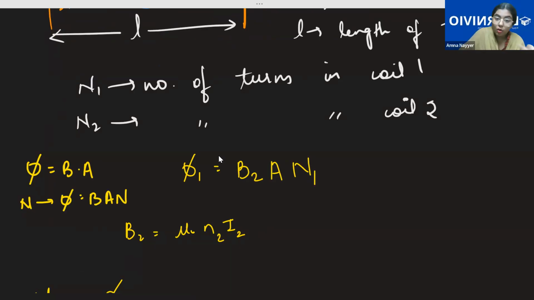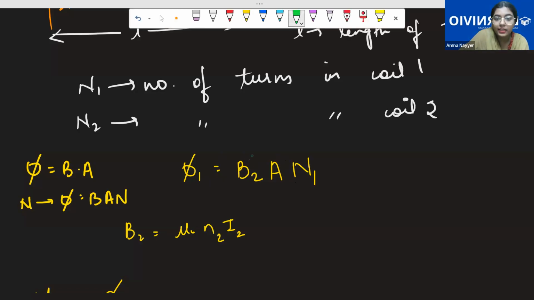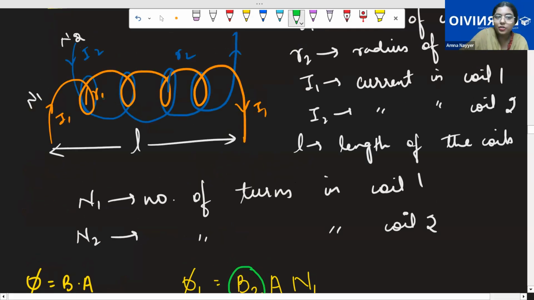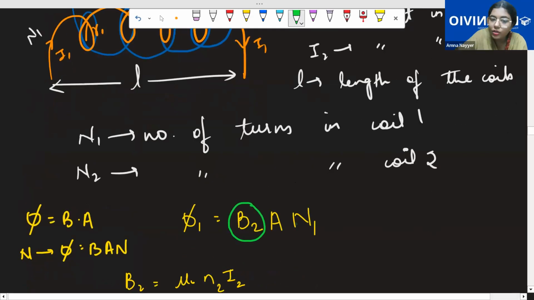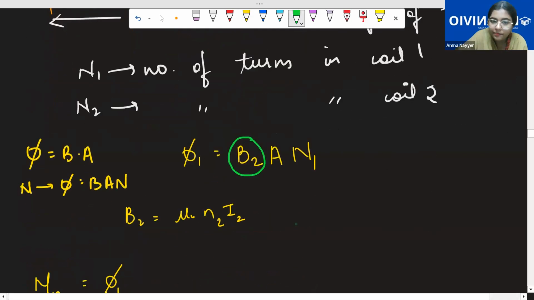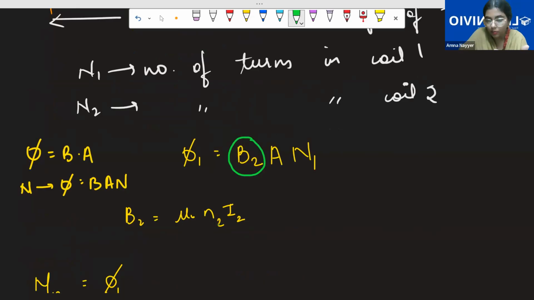Now for the first flux in the primary one, you'll write the number of turns as N1, and the area of the coil will be the same. But the magnetic field we will be considering is the second one. This will be the magnetic field of the second coil. And we should know its magnetic field using Ampere's circuital law. For the solenoid, we already know the formula: B is equal to mu naught N i. So for the second coil, mu naught N2 I2.